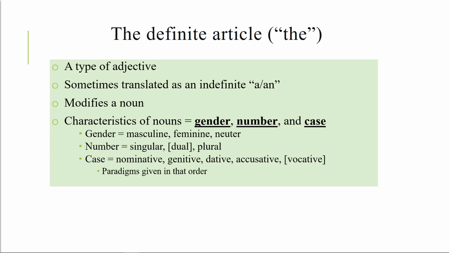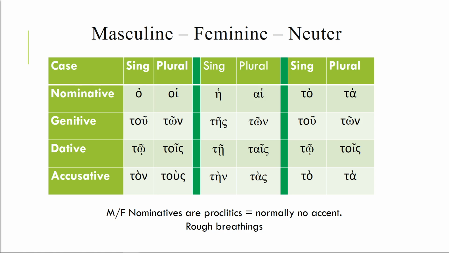So the article in ancient Greek looks like this. Most paradigms will be presented to you in this order: singular before plural. The case order looks like this. And typically, if it has three genders, it will give you masculine, then feminine, then neuter. But let's notice a few things about this paradigm.